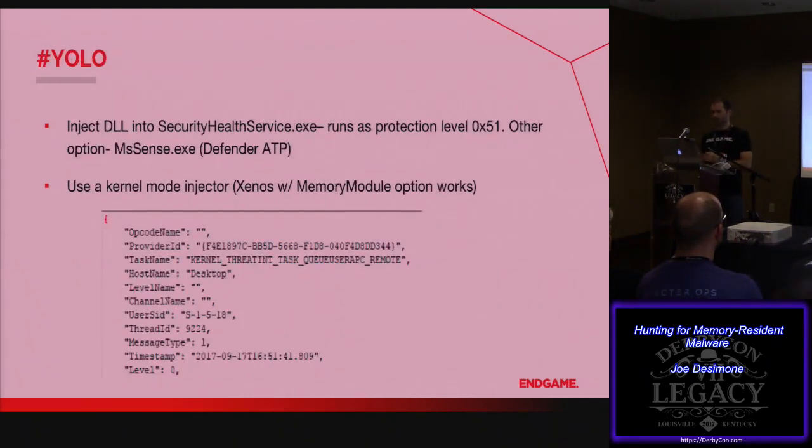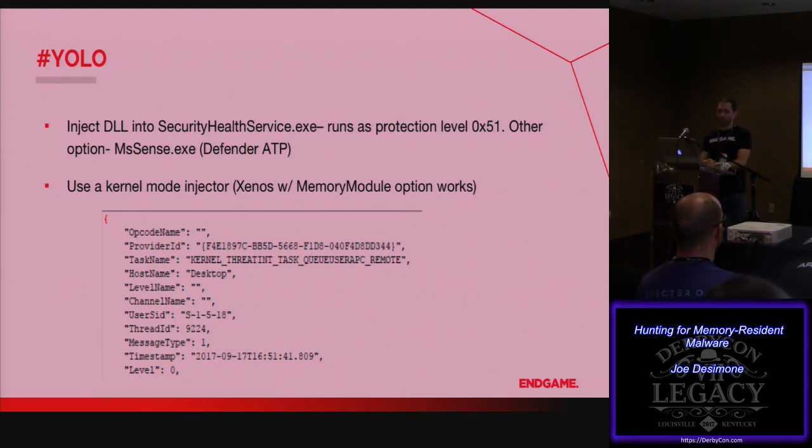But there was a way to get access to it, so I did the YOLO approach and dumped all the PPLs, all the protected processes on my box. I found this one, the security health service, which happened to be running at protection level 51. That was the magic protection level I needed. Or you could use MsSense, which is Defender ATP. I don't have that running on my box, so I couldn't use that.